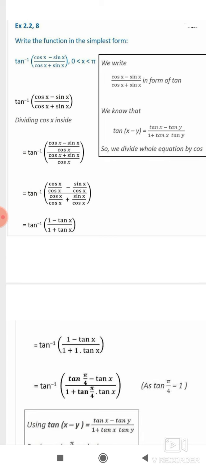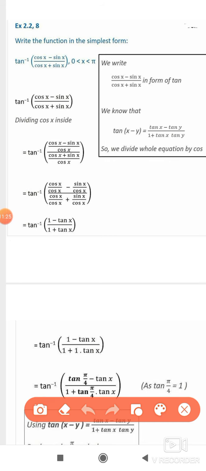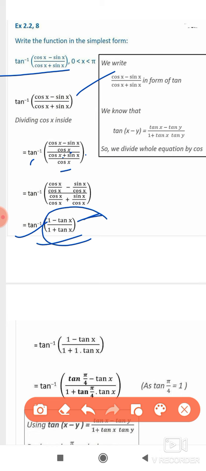Now in question number 8, what you have to do? Write the function in the simplest form. Tan inverse of cos x minus sin x divided by cos x plus sin x. Dividing the inside term by cos x, you will get tan inverse of cos x divided by cos x minus sin x divided by cos x, over cos x divided by cos x plus sin x divided by cos x, and after simplification you will get tan inverse 1 minus tan x divided by 1 plus tan x.